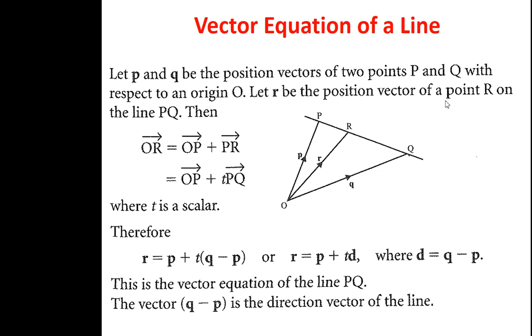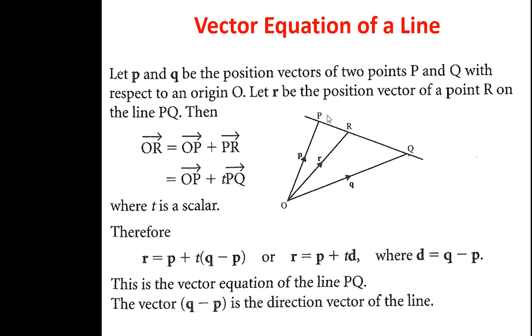Let R be the position vector of point R on the line PQ. So this vector connects OP, this vector connects OR, this vector connects OQ, points O and Q. So therefore OR is the same as doing OP plus PR. It's pretty obvious. OR is the same thing as OP plus PR, which equals OP plus T of PQ.